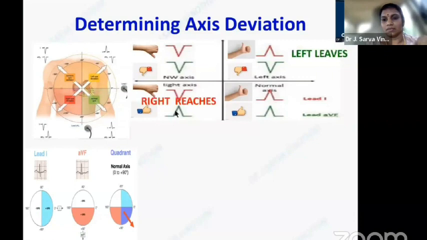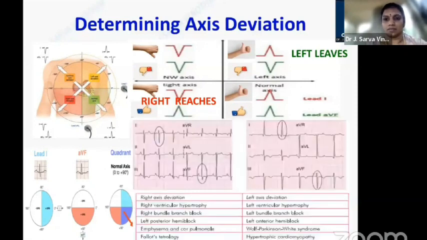But what happens if there is right axis deviation? Both the QRS complexes will be reaching each other. So lead 1 and AVF will be reaching each other. And if it is left axis deviation, they'll be leaving away from each other. So right reaches and left leaves. So you can use this as a mnemonic for right axis deviation, left axis deviation.